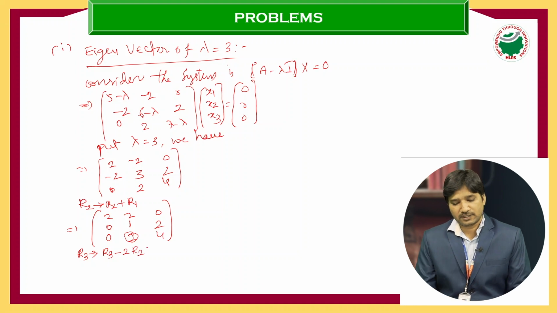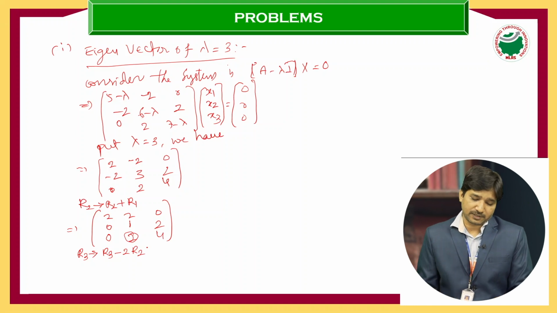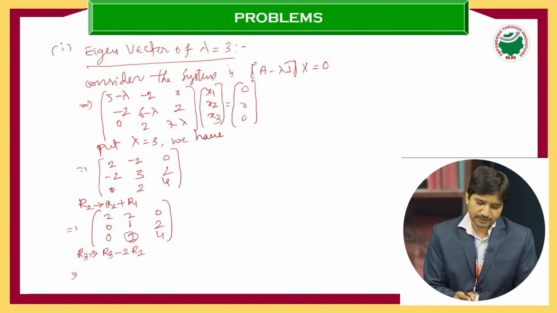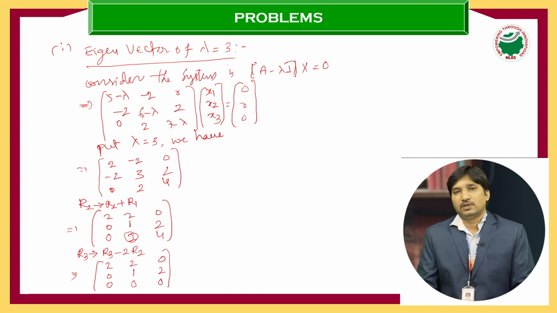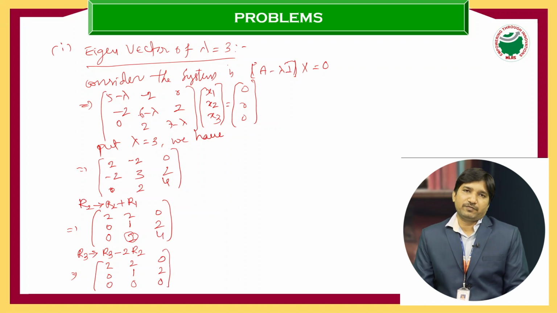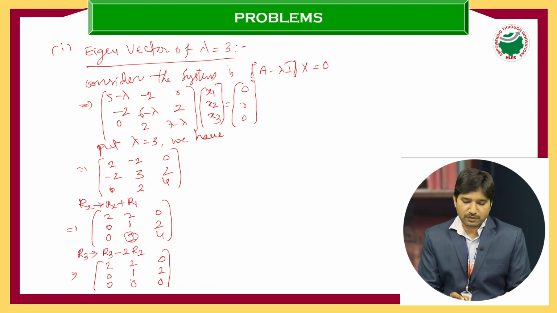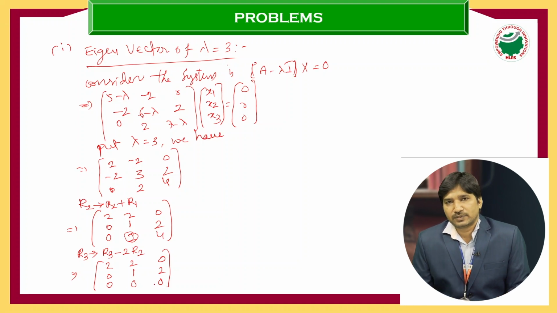Applying the row transformation R3 minus 2R2. Multiply the second row by 2 and subtract from R3, the third row. After applying this, we get 2 2 0, 0 1 2, 0 0 0. This will be minus 2 plus 2 is 0, minus 4 plus 4 is also 0. So after applying echelon form, you get the matrix 2 2 0, 0 1 2, 0 0 0. The last row is 0.